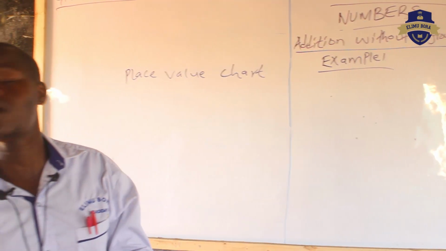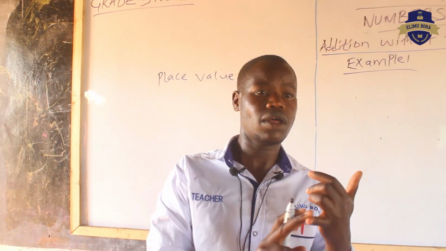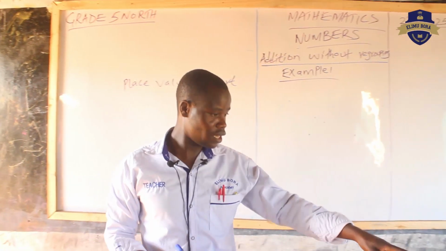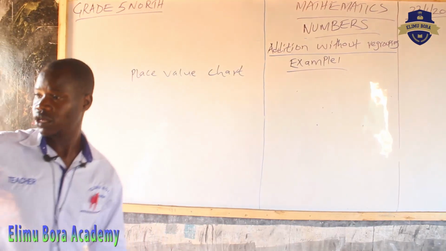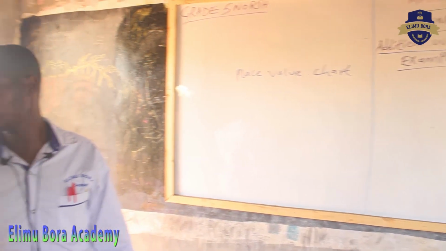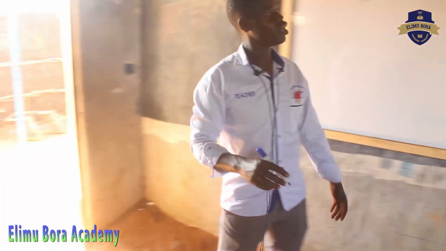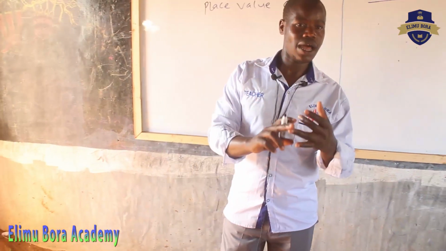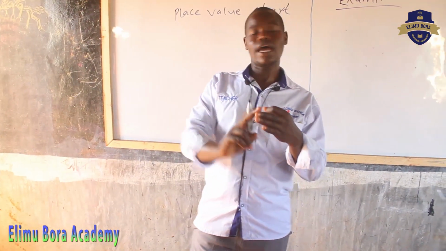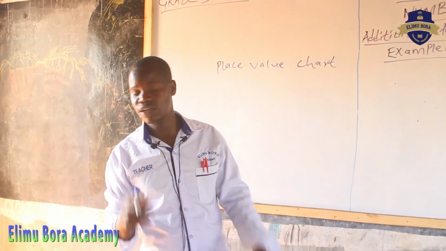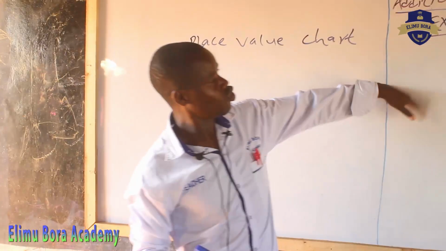Let me hope you still remember place values. Place values, you start with what? You raise up your hand. Yes, we have ones, tens, hundreds, thousands, tens of thousands, hundreds of thousands, and so on and so forth.